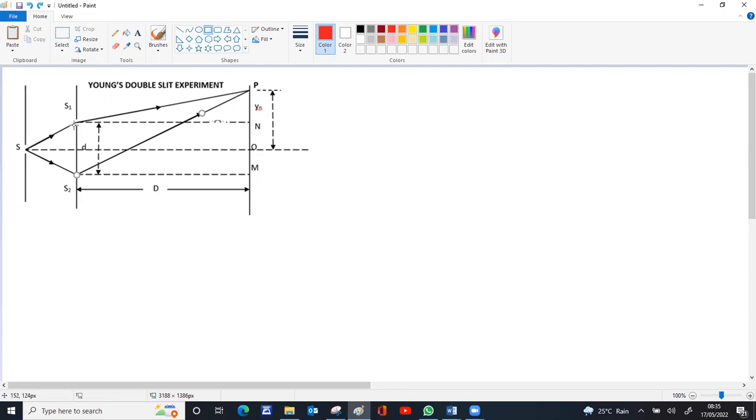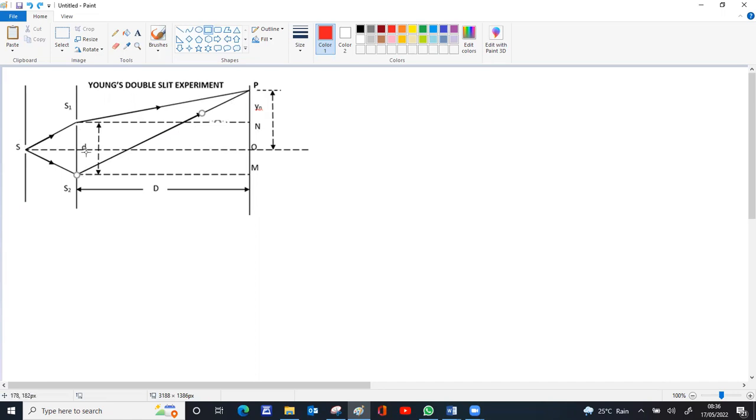One light ray from S1 reaches P. P is any representative point on the screen. P can be the center, below, above, right, left, any general point. So from S1 and S2, one light ray reaches P. The slits are so small that one light wave reaches P from each. O is the center of the pattern, which is exactly in line, acting as the perpendicular bisector of S1 and S2, passing through S.